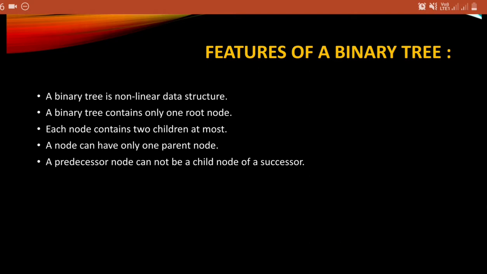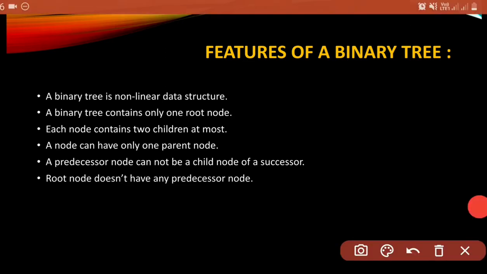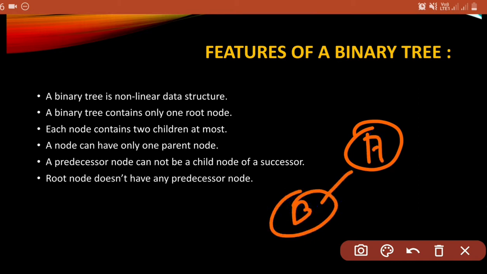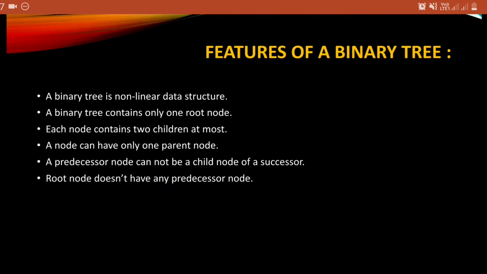And then the root node doesn't have any predecessor node. Predecessor means parent node. If we are having a starting node A and we are moving further with the different nodes, A doesn't have any parent right now. That's why the root node doesn't have any predecessor node.